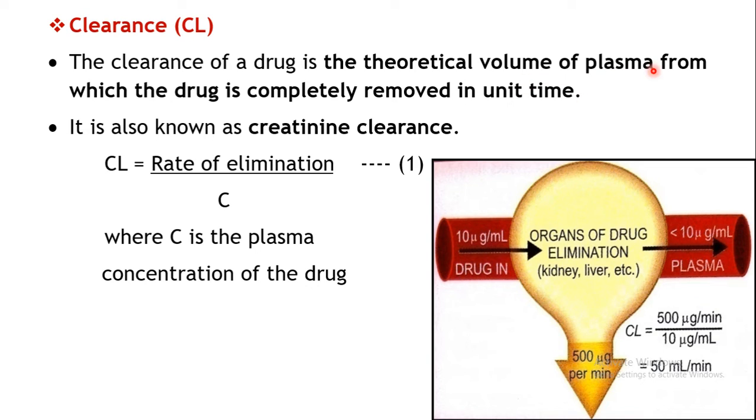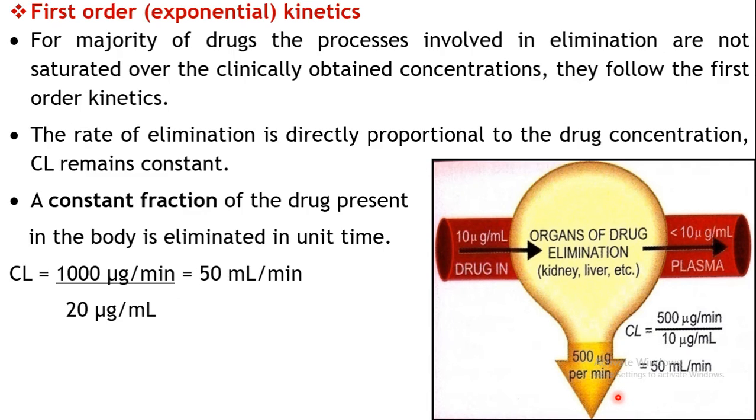How much volume of plasma? It is 50 ml of plasma which is totally cleared of your drug, that is from 50 ml of your plasma the drug is completely removed. Practically it is not possible that only from 50 ml of your plasma the drug will be entirely removed. So this is just a theoretical value. Okay, so this is to do with the clearance.